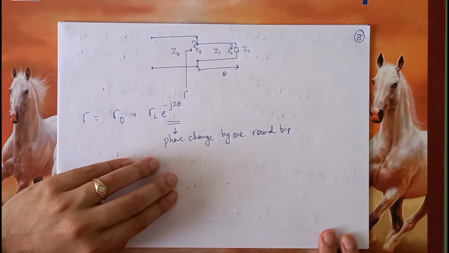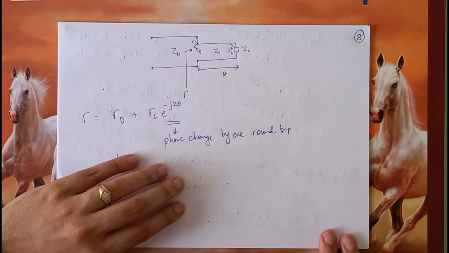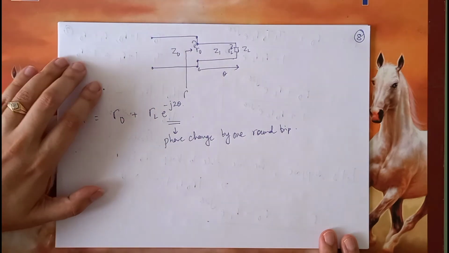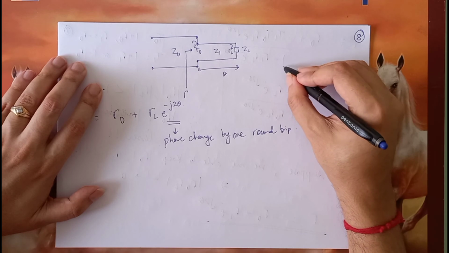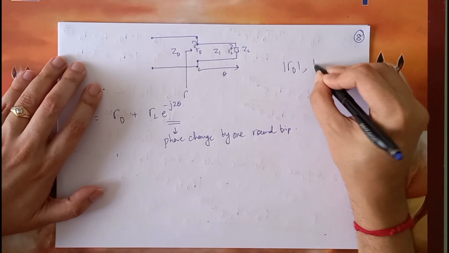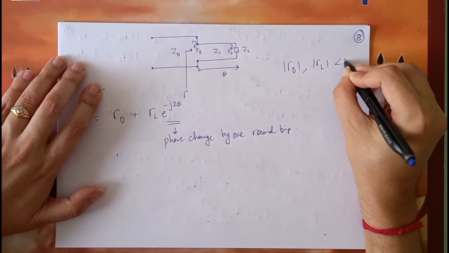Phase change by one round trip. Okay, so this is what it is. But let us not forget what the assumption was. The assumption was that we are keeping mod gamma 0 and mod gamma L much below 1.